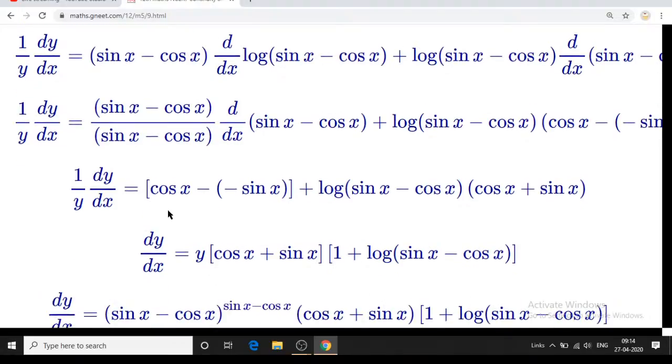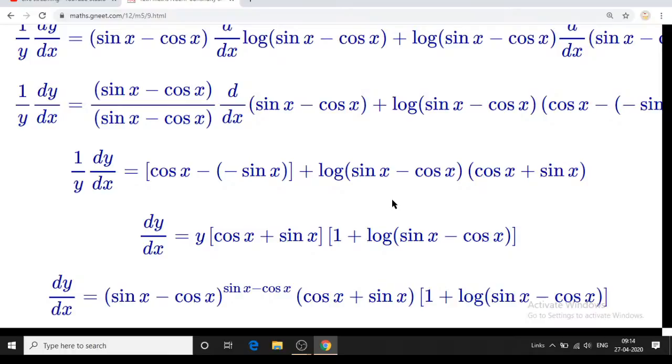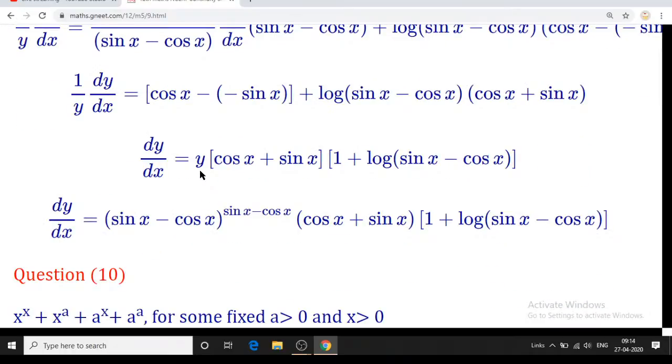Here we get cos x plus sin x is common. So this is y, with cos x plus sin x common. So what is left is 1 plus log of (sin x minus cos x). Now just replace the value of y and we get (sin x minus cos x) raised to (sin x minus cos x), times (cos x plus sin x), times (1 plus log of (sin x minus cos x)).